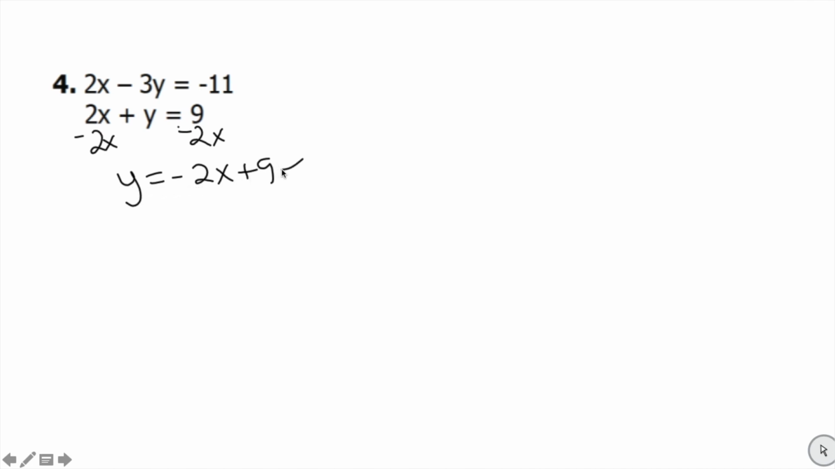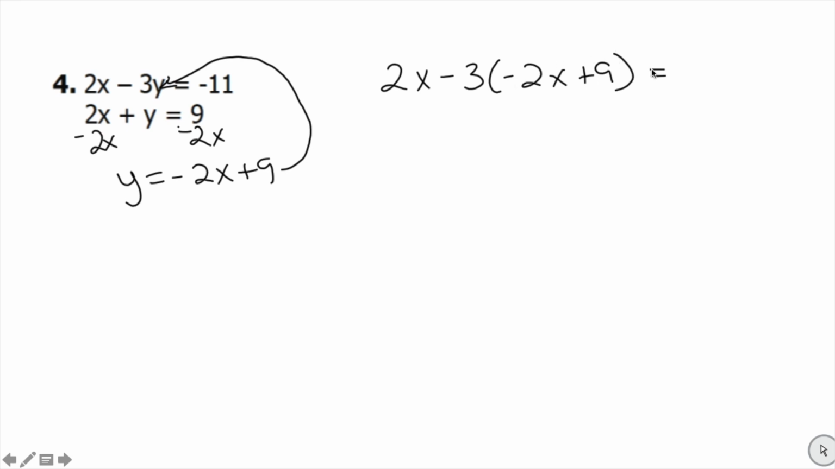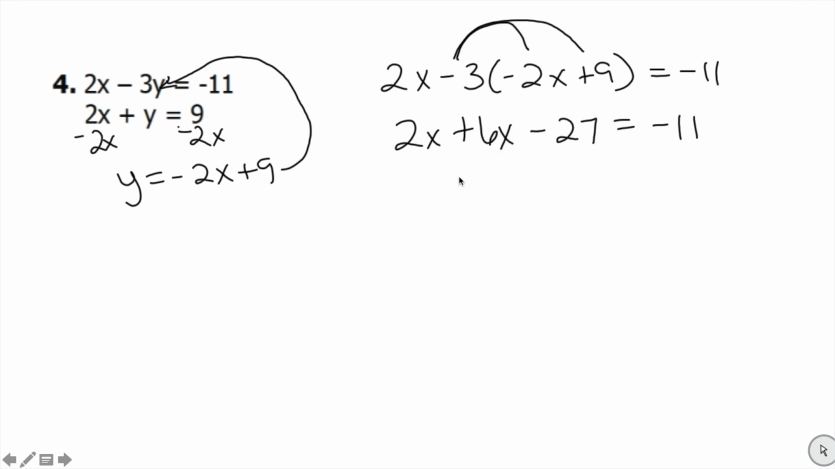We're going to substitute this back up where y is in the other equation. So 2x minus 3 times (-2x plus 9), equals -11. I just got that from when we solved for y. So we distribute that -3 in, and you get +6x. -3 times 9 is a -27. And bring down our 2x and our -11. And 2x plus 6x is 8x minus 27 equals -11. Add 27.